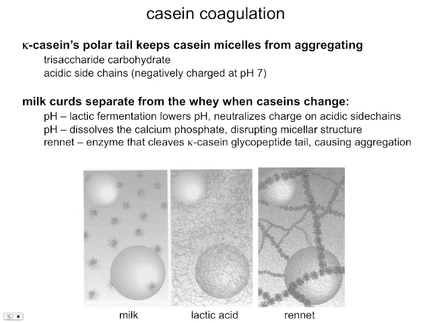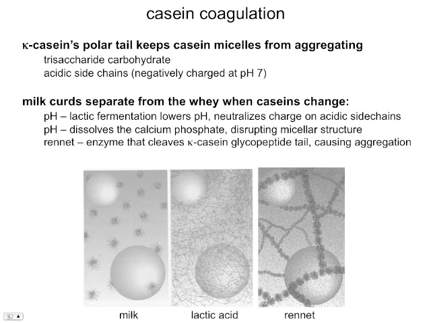So let's reiterate. The kappa-casein's polar tail keeps the casein micelles from aggregating. So that's a trisaccharide, as I said. It's an interesting point to note that lots of proteins, especially in mammalian systems, are heavily modified with carbohydrates. There are also acidic side chains or functional groups on that protein, and there's a high amount of negative charge at physiological pH. Okay, no aggregation. Thank you, kappa-casein.